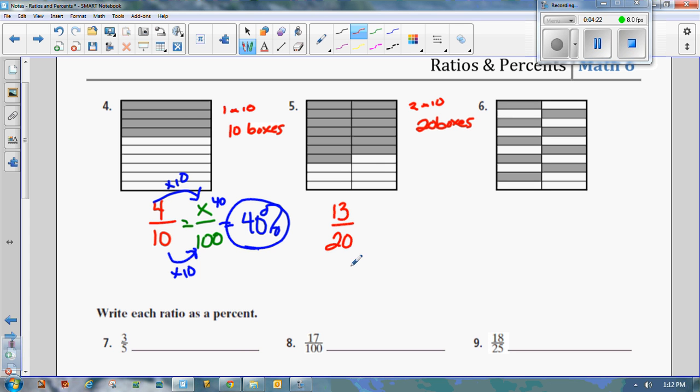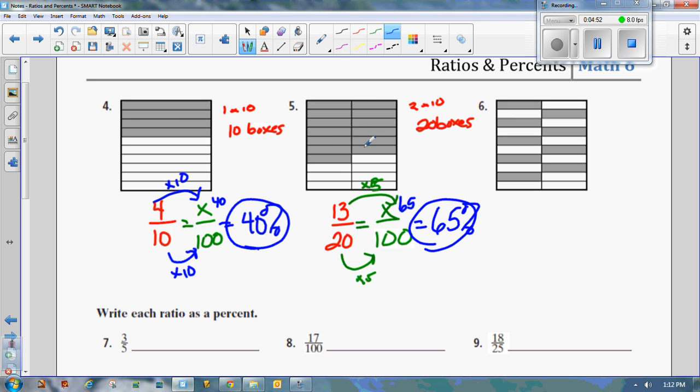Again, this is not out of 100, so we have to make it equivalent to 100. And we need to ask ourselves, 20 times what gives us 100? That would be times 5. So 13 times 5 would be a total of 65. So 13 out of 20 is equivalent to 65 out of 100, which is 65%. So 65% of this diagram is shaded.